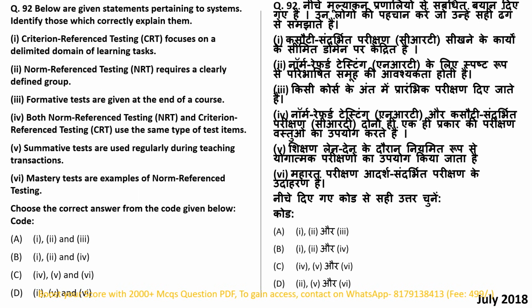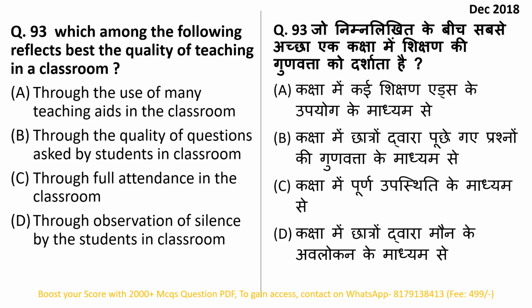Identify the given statements pertaining to system means relating to systems. Identify which correctly explain them. The right answer here is B, which is CRT focuses on limited domains of learning tasks. Norm-based test requires a clearly defined group. And fourth is both NRT and CRT use the same type of test items. So 1, 2 and 4 are correct.